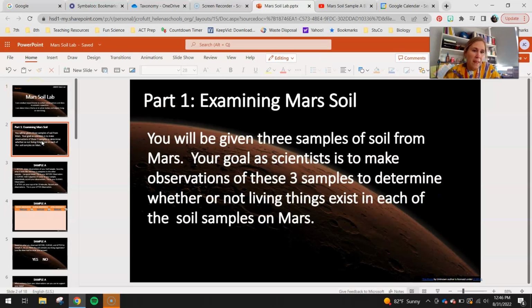Okay, so part 1 is examining Mars soil. You will be given 3 samples of soil from Mars. Obviously you at home won't actually have the soil. You will just see the videos. Your goal as scientists is to make observations of these 3 samples to determine whether or not living things exist in the soil samples on Mars.